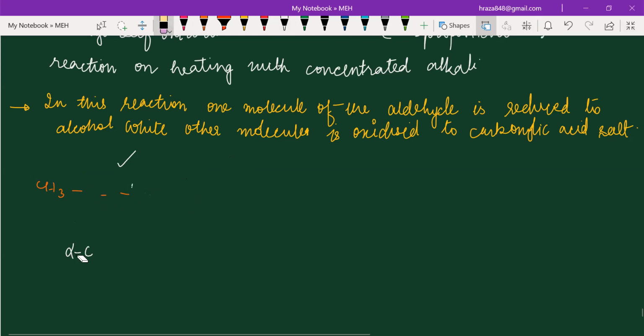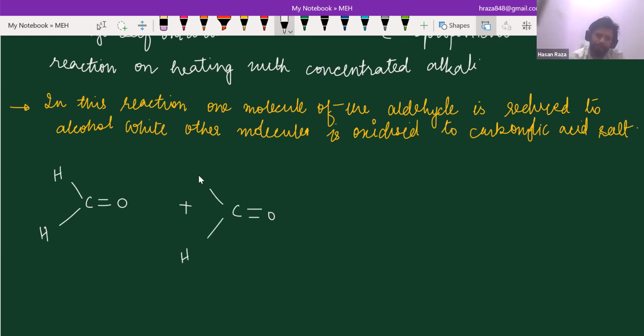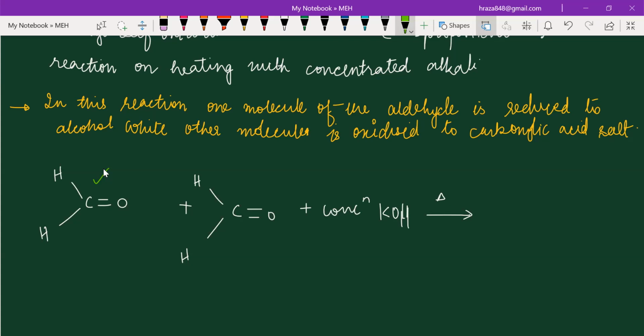Yeah. So can you tell me whether this has alpha hydrogen or not? You're going to react this with concentrated KOH and heat. Can you tell me whether this is an aldehyde or not? Is this an aldehyde? Sir, it doesn't have. It has alpha hydrogen? No, it doesn't have alpha hydrogen.